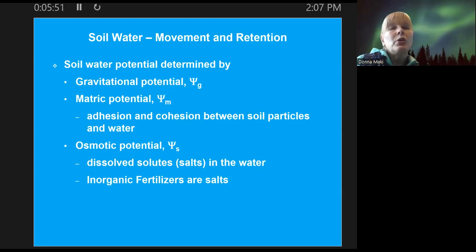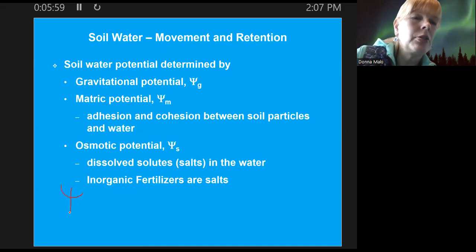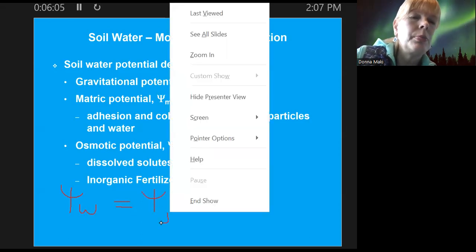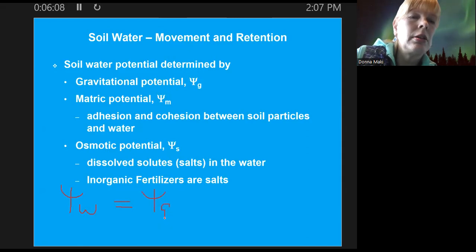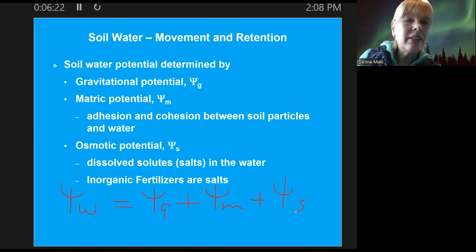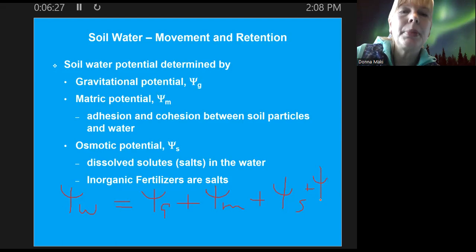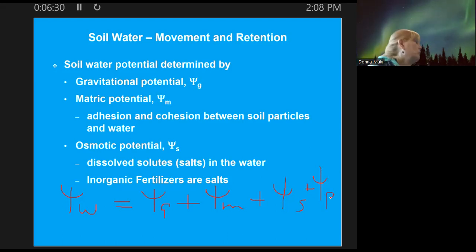So when you start looking at the overall water potential, you can piece these all together. The overall water potential is equal to psi sub G plus psi sub M plus psi sub S. You can just keep tacking on. And there's another one coming into play that you'll see, which is psi sub P. We'll talk about that one too.